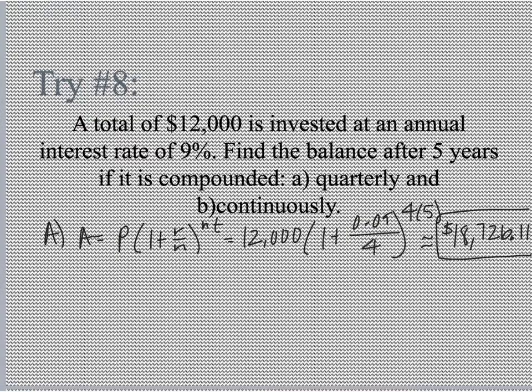All right, part B. That formula is A equals P times E to the RT. I should have said sub E, it's P times E. Anyways, you will get 12,000 times E to the R. R again is 0.09 times T is 5 years. If I throw that all into my calculator, I'll get about $18,819.75.